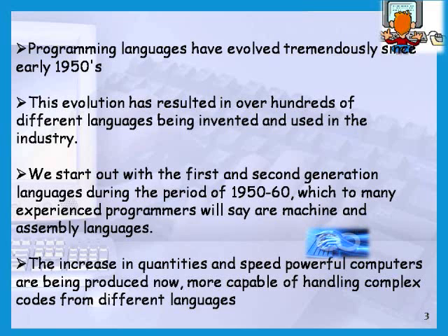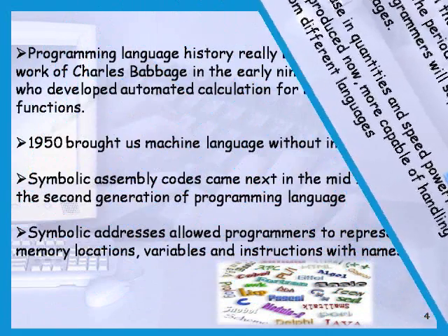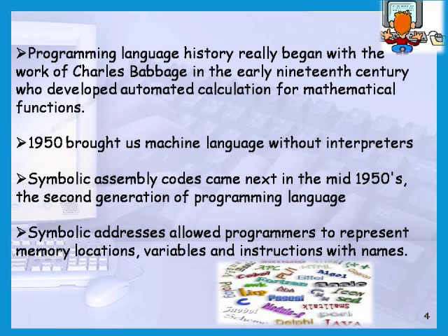Increasing quantities and speed of powerful computers are being produced now, more capable of handling complex code from different languages. Languages from this generation like Prolog will prompt language designers to design more efficient code for various applications. We start out with the first and second generation languages during the period of 1950-60, which many experienced programmers will say are machine and assembly languages.